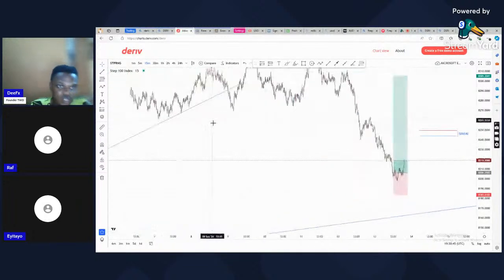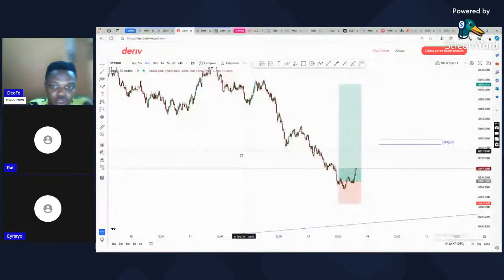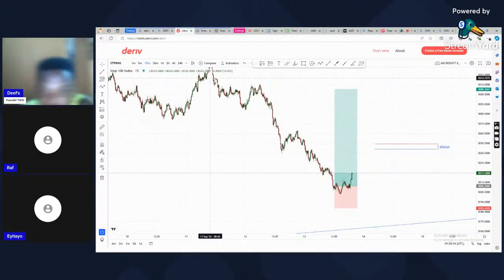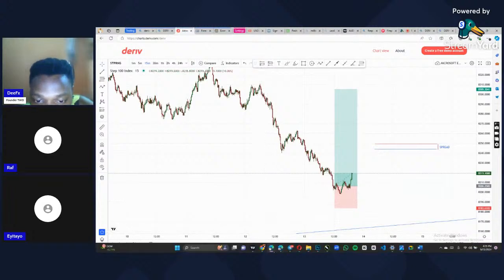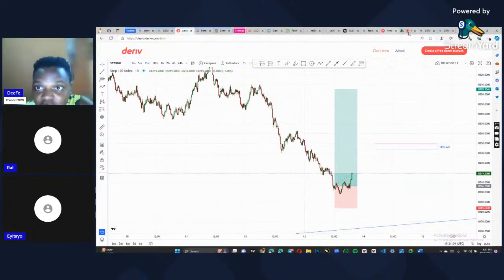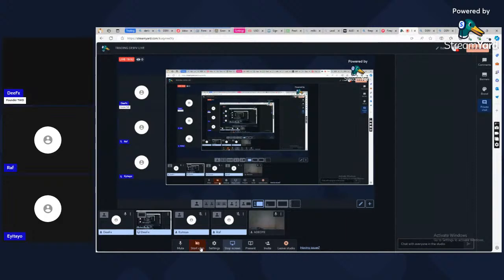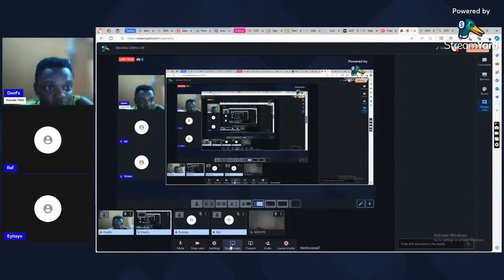Do you understand? So do you understand how I've been able to analyze this particular currency now? This particular Step Index, Step 100 Index. Do you understand? All right, what did I look out for first? What was the first thing I looked out for? If you're taking notes, what was the first thing I looked out for?